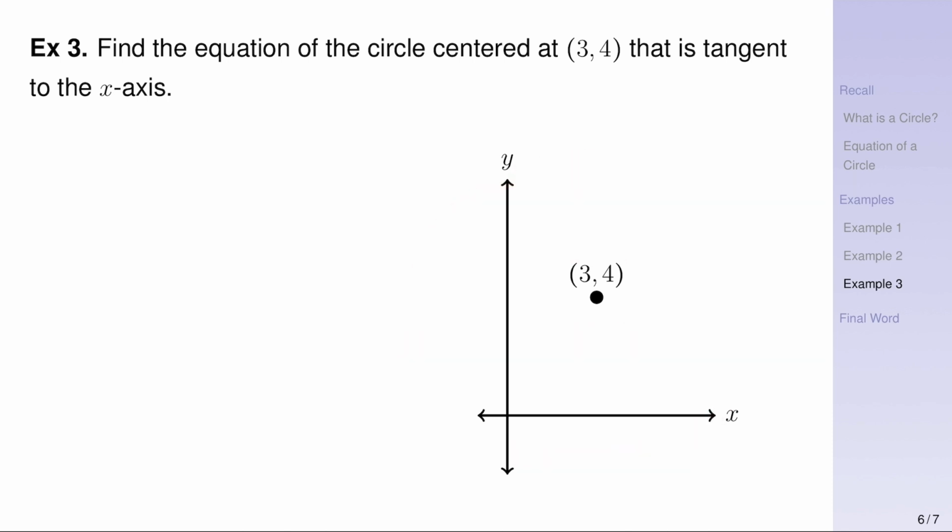But there is one particular circle that we want, and that one is tangent to the x-axis. Can you imagine how that circle looks like? It would look something like this. So this one is a circle that is tangent to the x-axis.